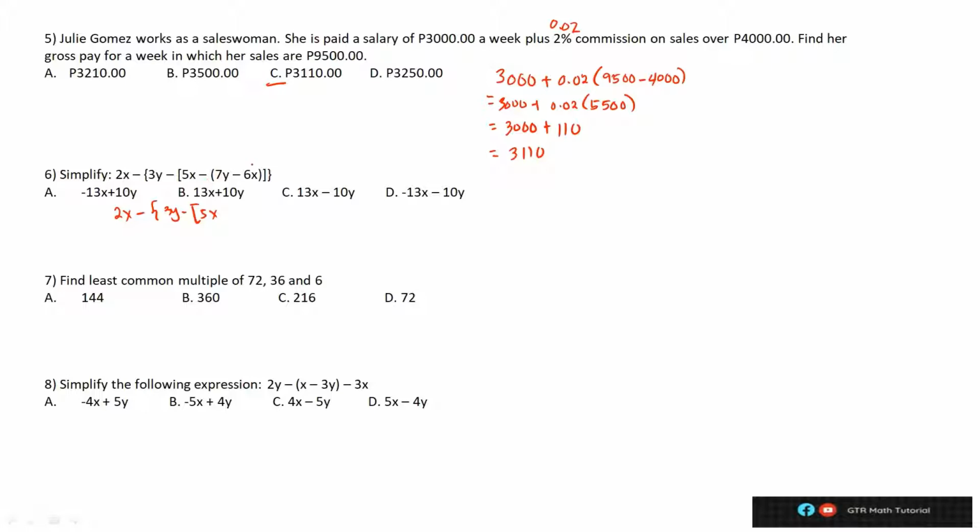Okay, so remove the grouping symbol, the parenthesis. So, this will become minus 7y. Then, we have positive 6x. Okay, so wala na yung parenthesis. Ayan. Then, combine muna. So, we have 5x and 6x. So, combine natin yun. So, we have 11x. So, just copy the rest. So, we have 2x minus 3y. So, we have minus 5x plus 6x. So, we have 11x minus 7y.